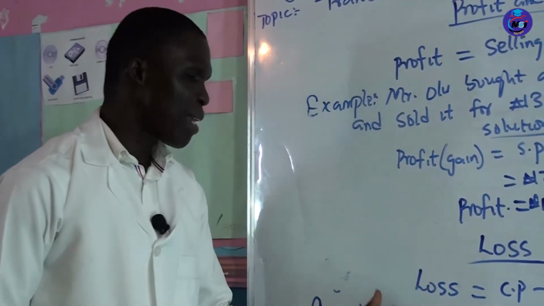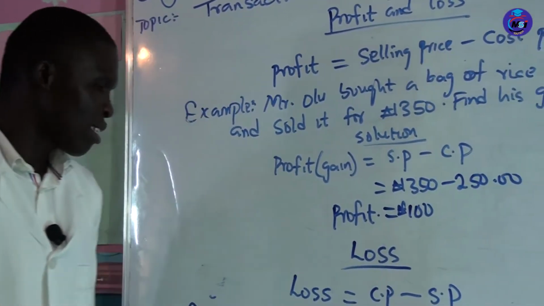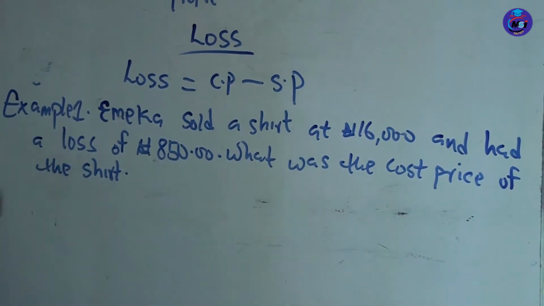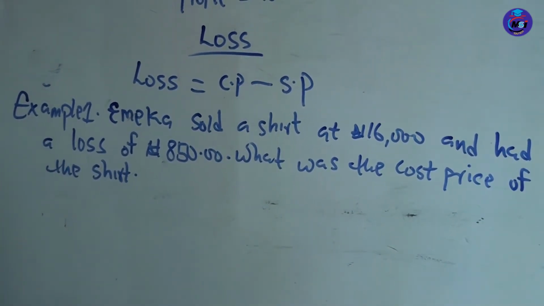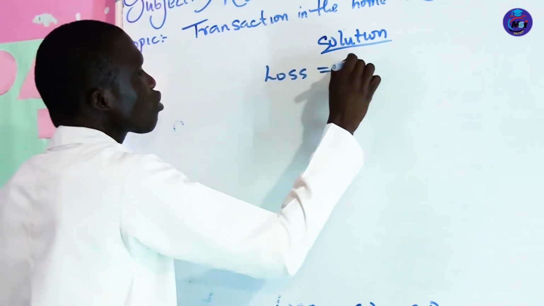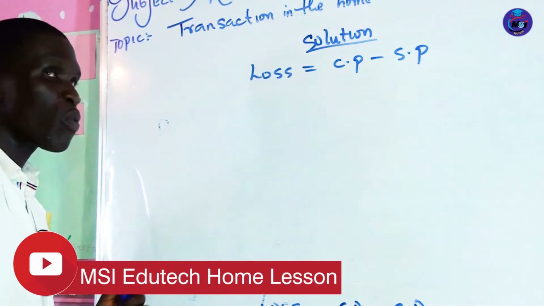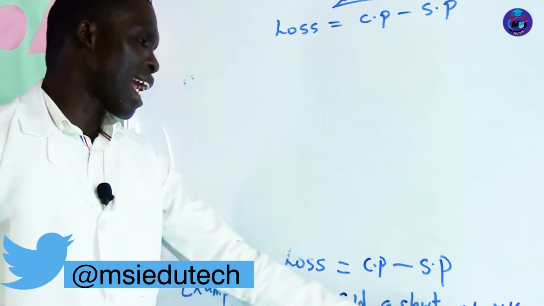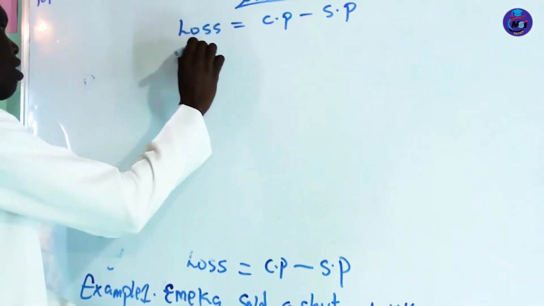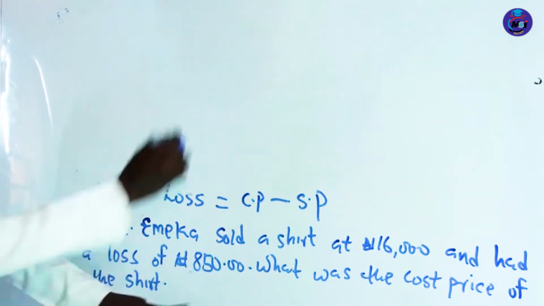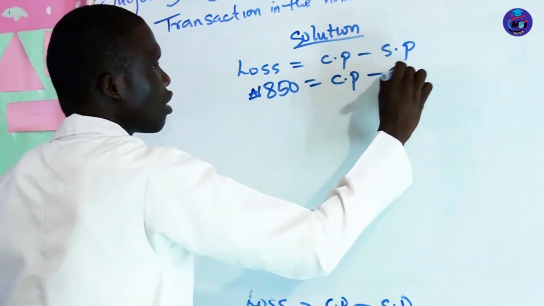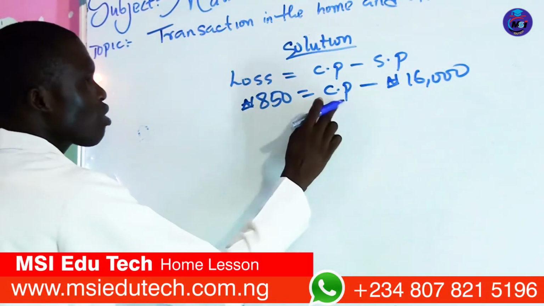Let's look at this example. Emeka sold a shirt at 16,000 naira and had a loss of 850 naira. What was the cost price of the shirt? You need to know that loss equals cost price minus selling price. From the question, the loss is 850 naira, the cost price is not known, while the selling price is 16,000. Now, we want to find cost price.